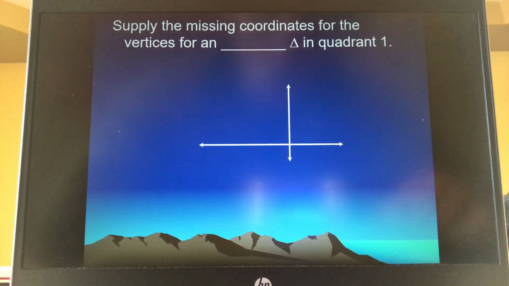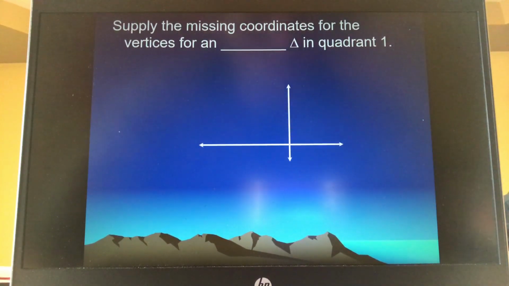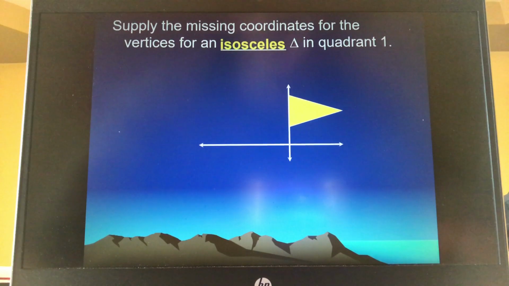Next one, over here in quadrant 1. Which one's quadrant 1? Anybody know which one's quadrant 1? Daniel? Yes, quadrant 1 is the one on the right, top right. Well done. So over in quadrant 1, I want you to put a little triangle up there. Make that an isosceles triangle. We love that word isosceles. We're going to use it a few times.